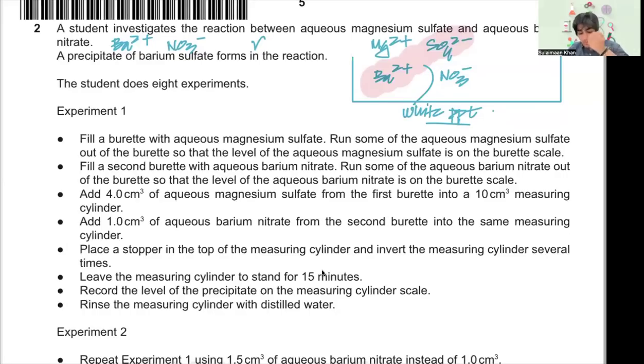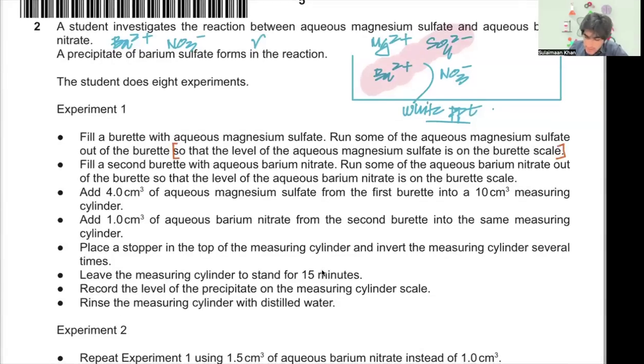Okay, experiment 1. Fill the burette with aqueous magnesium sulfate. Run some of the aqueous magnesium sulfate out of the burette. See, that is a precaution he could ask you. Why is he doing this? To maybe fill the burette jet, or so that the level of the aqueous magnesium sulfate is on the burette scale. Students never used to read this properly, and even teachers. And the examiner asked the question, why did he run some?